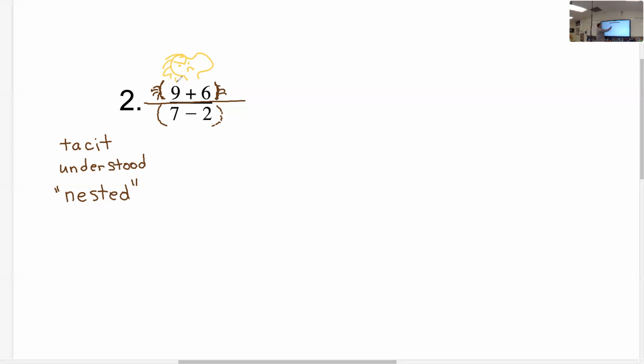Okay, so how would I solve this then? Well, again, I would do parentheses from left to right. I'll go back to Limey. I do parentheses from left to right, or from inside out. Well, here I'd go top to bottom. So 9 plus 6 is 15. 7 minus 2 is 5. Technically, I just did 2 steps in one. Okay, so my answer here is 3.